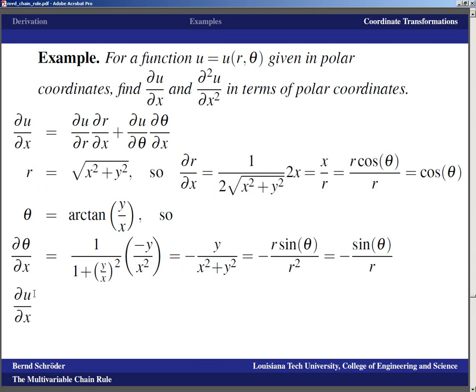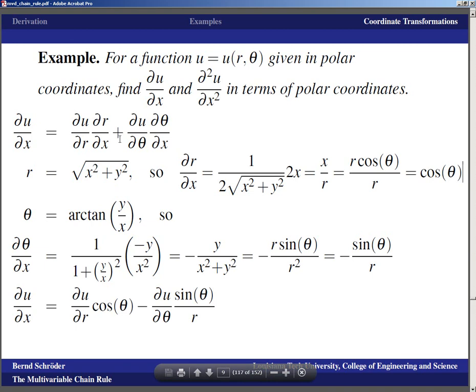And therefore, the partial of u with respect to x is the partial of u with respect to r times the partial of r with respect to x, which is the cosine theta from here. Plus, well, okay, we have a minus here, so actually it's minus the partial of u with respect to theta times the partial of theta with respect to x, which is the sine theta over r that we see here, and which also gives us this minus sign.